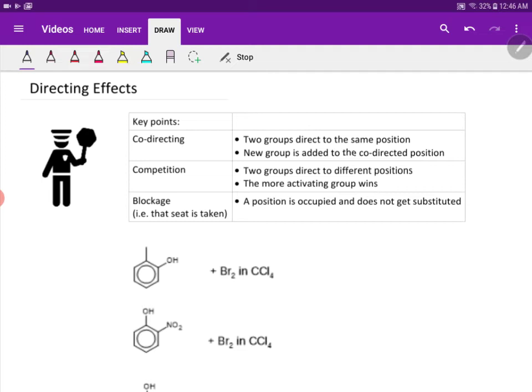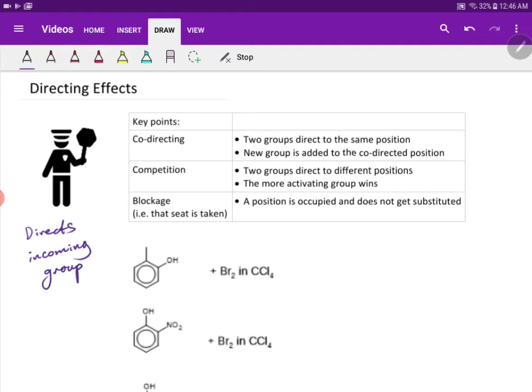So what I want you to do is think of this through this analogy: the directing group is like a traffic warden, right? What it does is that it directs the incoming group. So this is the first idea.